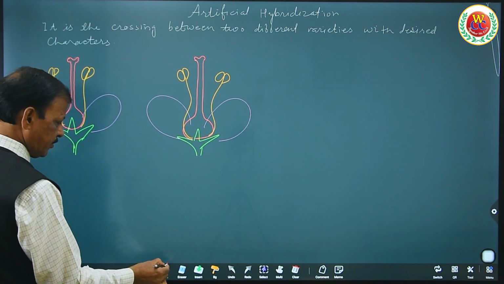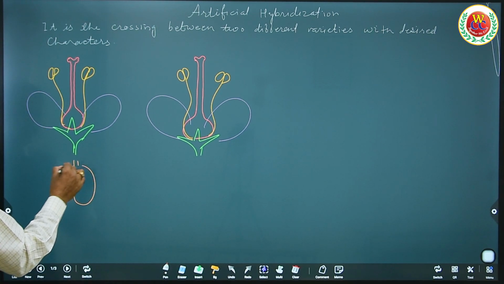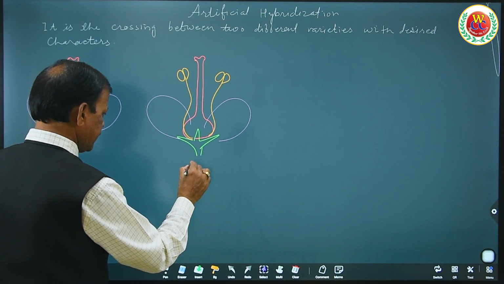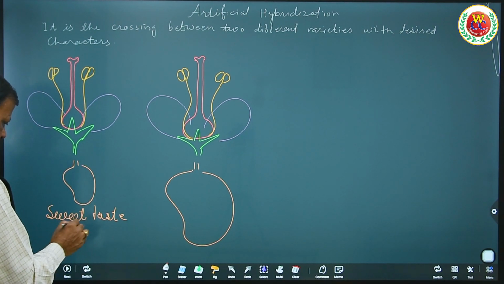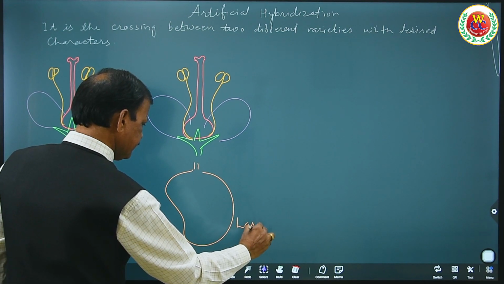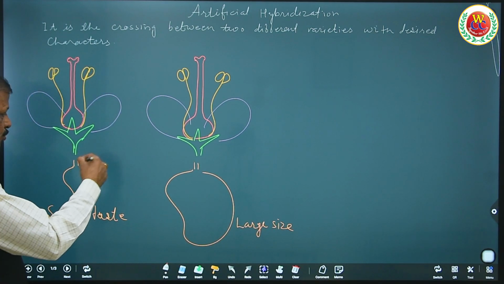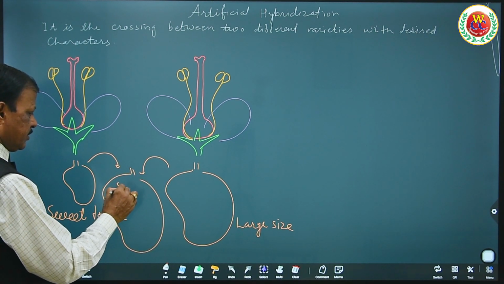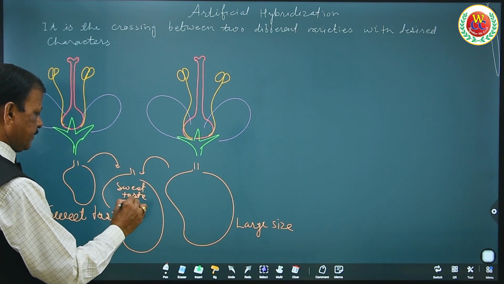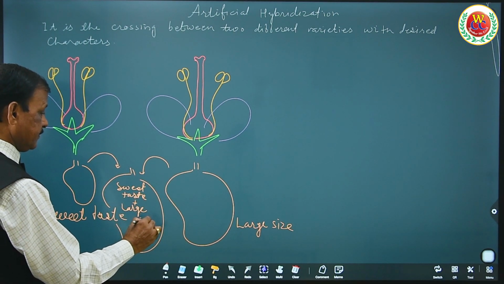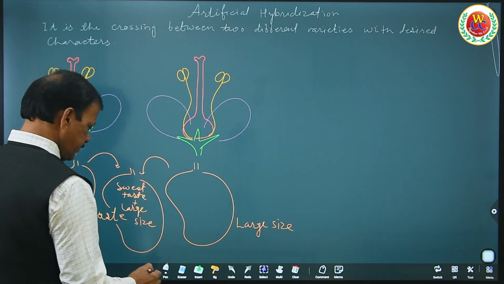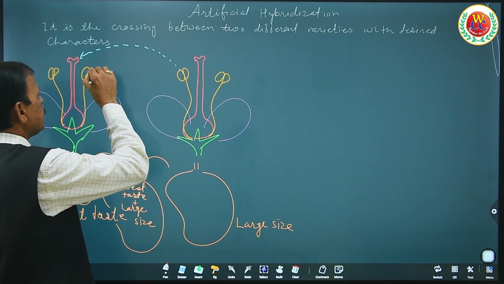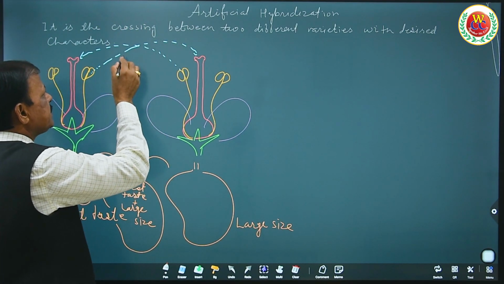These two flowers we have selected for two mangoes, one Kesar mango with sweet taste and Rajapuri mango for its size. Here sweet taste and here large size. We have to bring these two characters together, this sweet taste and this large size, so as to have a mango with sweet taste plus large size. So what to do then? Either transfer pollen grain from this flower to the stigma of the Kesar mango, or pollen grain of Kesar mango to the stigma of the Rajapuri. This is called crossing.